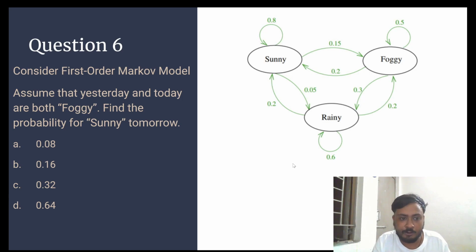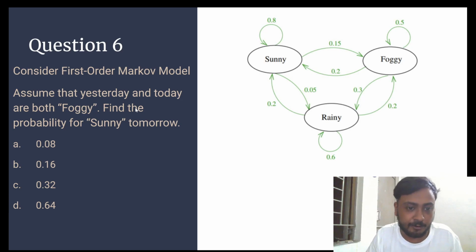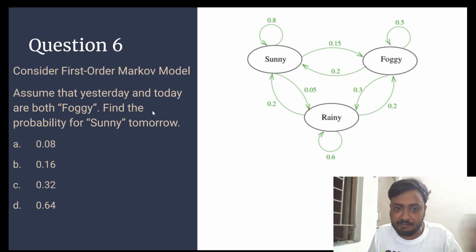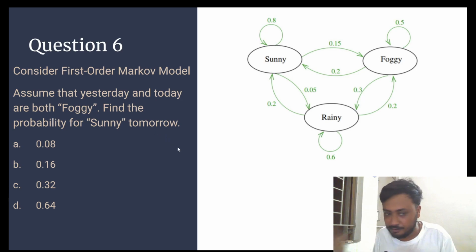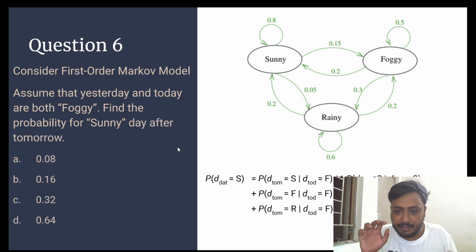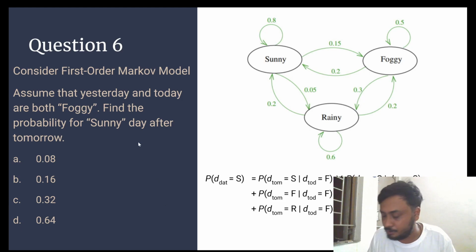All right. Okay, so they have asked: assume that yesterday and today are both foggy. So yesterday was foggy, today is also foggy. Find the probability for sunny. Actually, I did not correct the question. The actual question is the probability for a sunny day after tomorrow, not tomorrow, but the day after tomorrow. Okay, so you have yesterday, you have today, you have tomorrow, you have the day after tomorrow. There are 4 days. All right. So let's have a look over here. Yesterday, today, tomorrow, day after tomorrow. Now you need to find out the weather for the day after tomorrow.